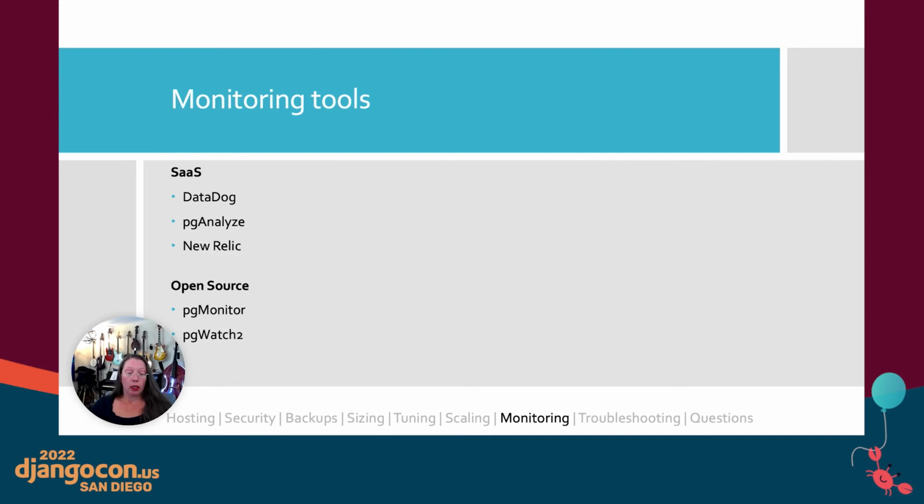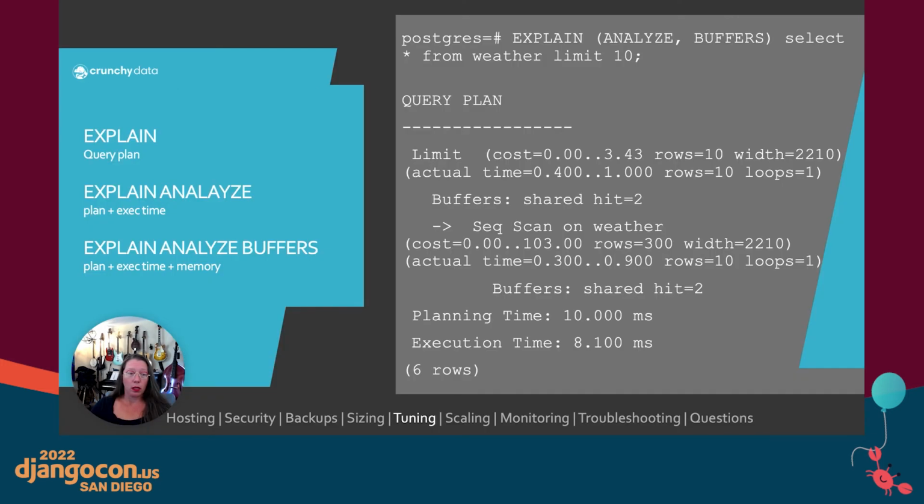Datadog and New Relic are going to monitor other pieces of your infrastructure as well, so you can kind of have a bird's eye view. If you're a DBA in a pinch and you're DevOps in a pinch, you can keep an eye on other stuff. PG Analyze is Postgres only, and it does a little bit of a deeper dive into query analysis and stuff like that. Open source tools, PG Monitor is good. That's a Crunchy tool. And then there's PG Watch too, and that's pretty easy to set up.